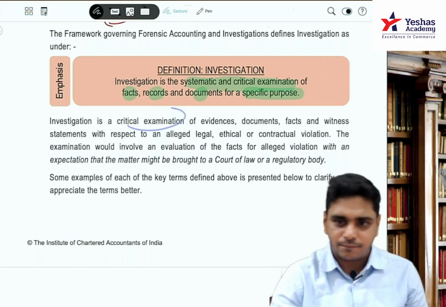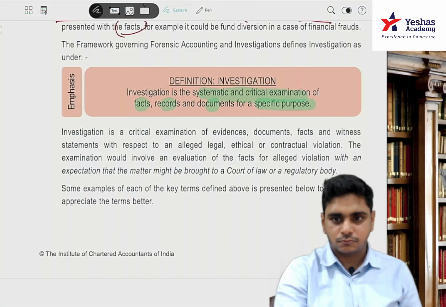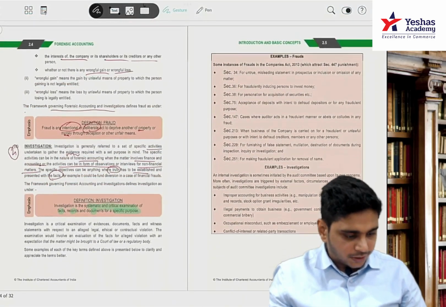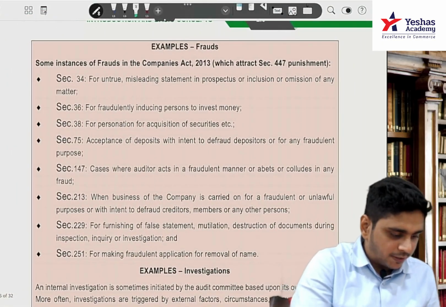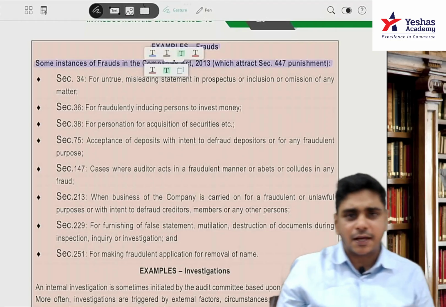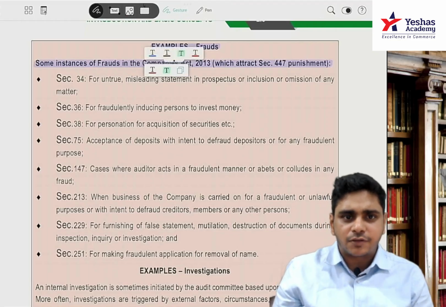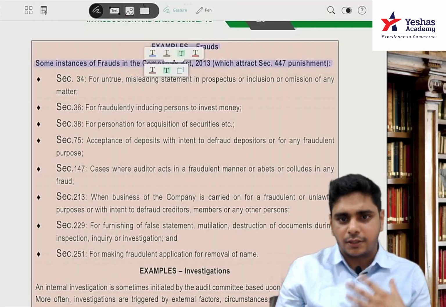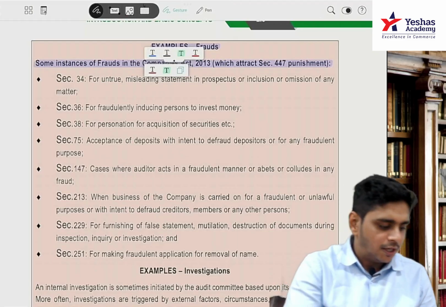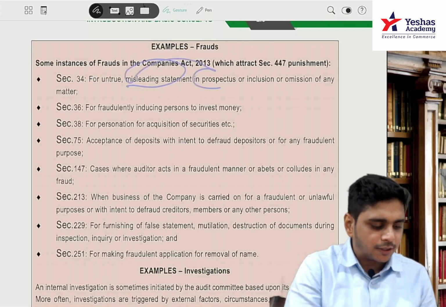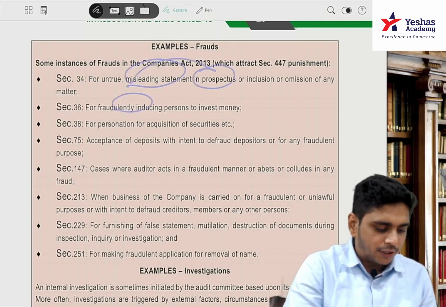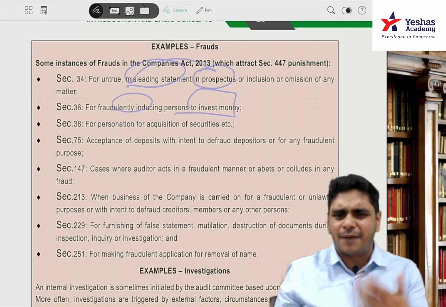Then they have given few examples. So we'll read those examples. Now these are some examples as per the Companies Act, guys. At intermediate level you have studied, if you have taken law with me, either in Hindi version or English version, sections 34, 35, 36. This is basically for untrue or misleading statement in prospectus, for fraudulently inducing any person to invest. These are the examples.